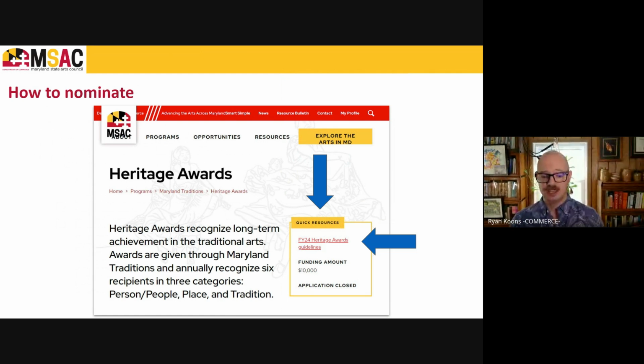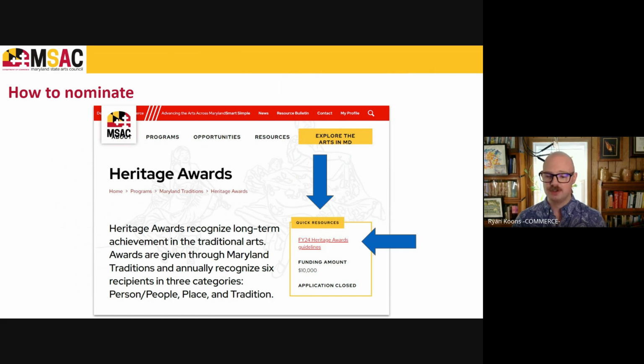Within every one of those quick resources boxes, you will find a link to the PDF of that particular grant's guidelines. I share this information because pretty much any question that you could possibly have should be answered within those guidelines. I will warn you, they make wonderful bedtime reading. You'll fall asleep very quickly, but hopefully your answers are easy to find and answered quickly there. So we recommend starting there.